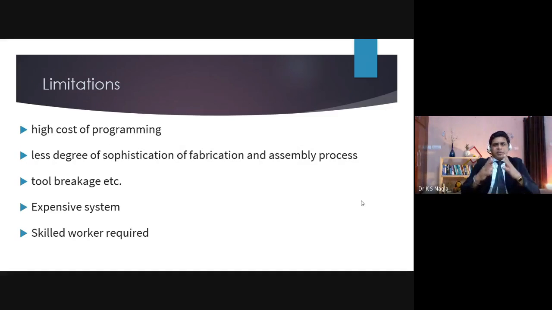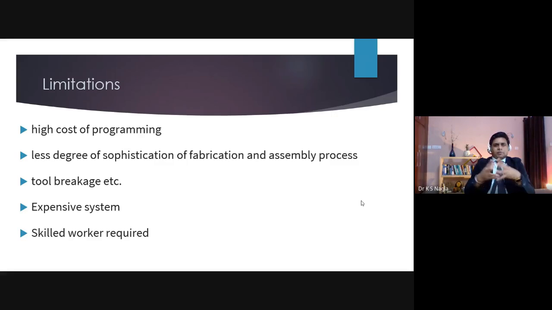There are some limitations also. One is the high cost of programming, since a large number of modules and machines are there, so there is a lesser degree of sophistication in the fabrication and assembly process. The process is quite complex, and sometimes the system becomes sophisticated as a large number of systems are there, and pinpoint programming is required. So the chance of tool breakage is always there.